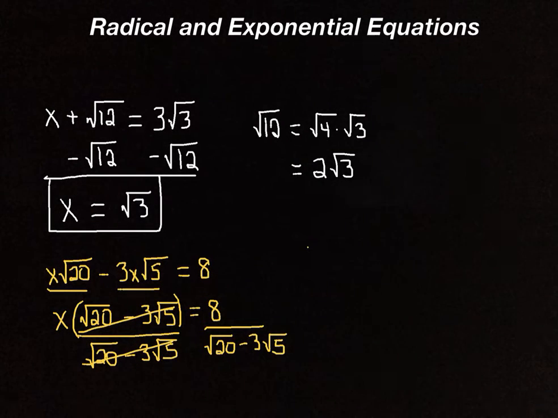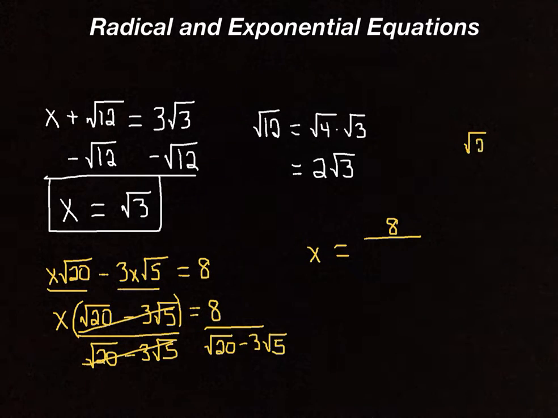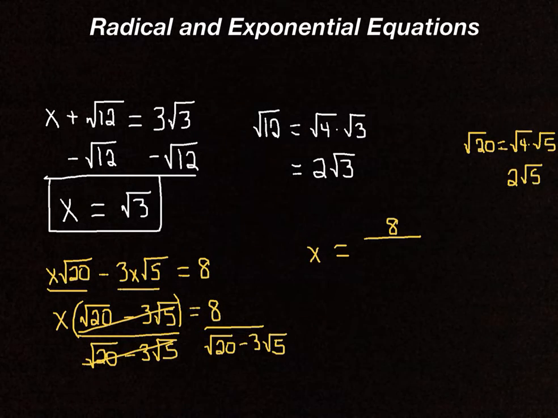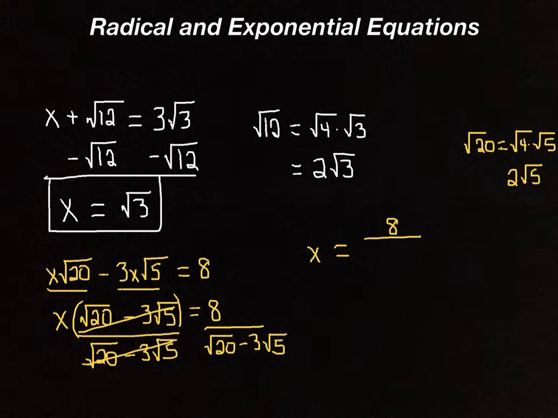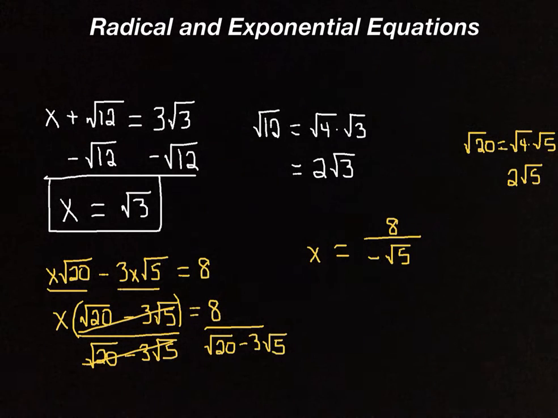So now with the denominator, I have a radical in the denominator. So I have 8 over... now let's change the square root of 20. You're thinking the square root of 20 has a perfect square. That's the square root of 4 times the square root of 5, which is 2 square root of 5. So that's 2 square root of 5 minus 3 square root of 5, which is negative 1 square root of 5. So the denominator simplifies to that.